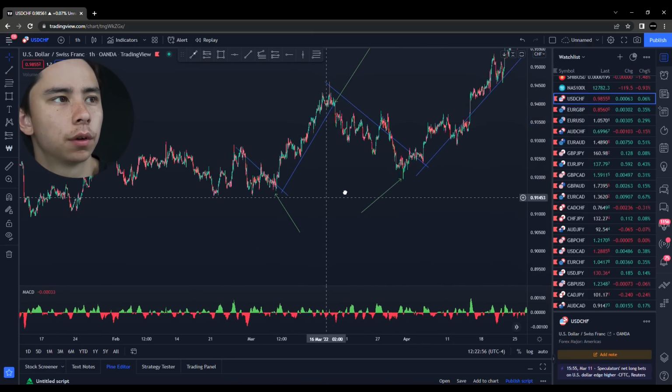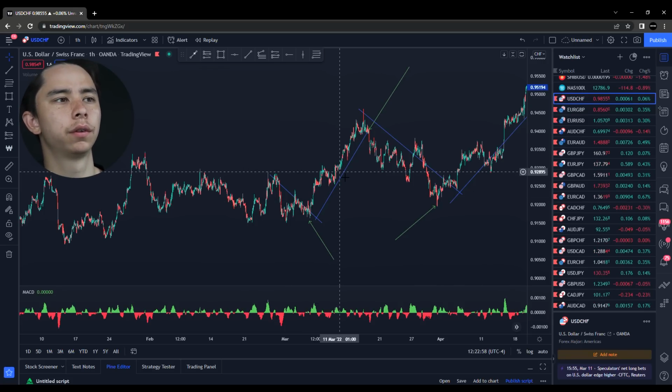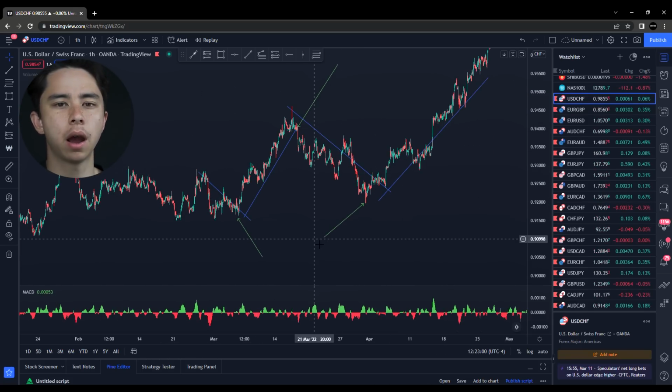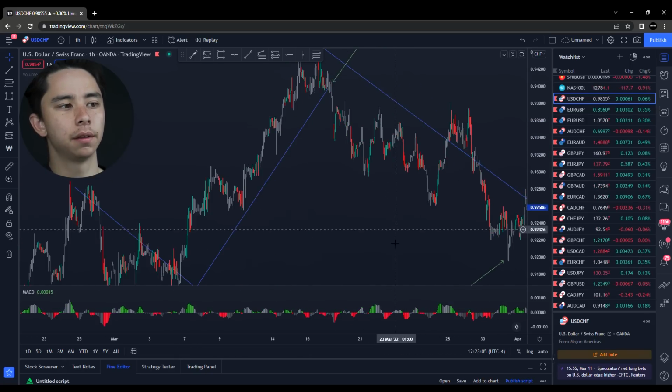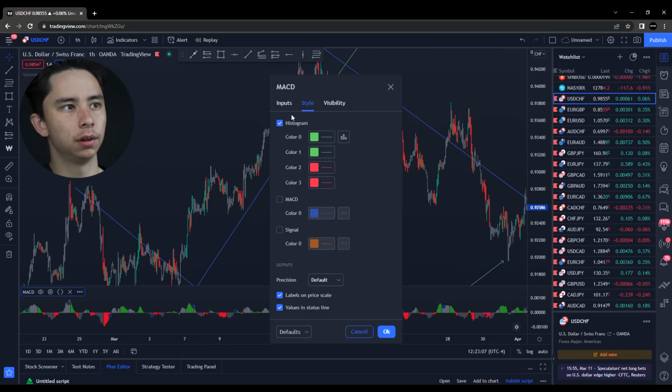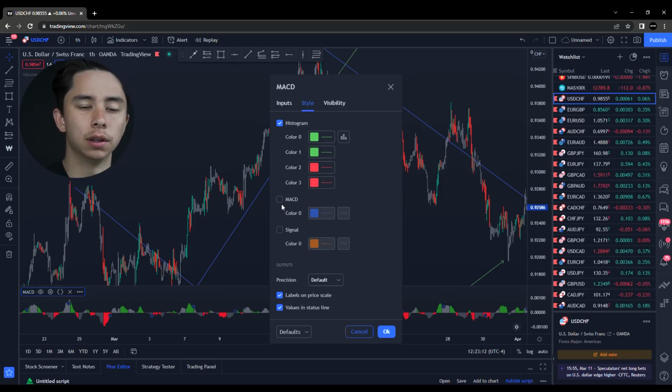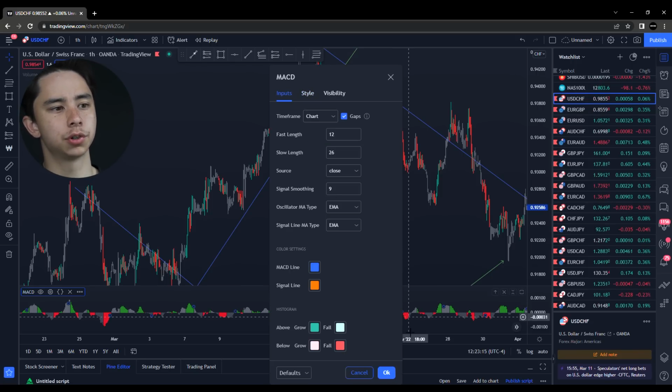So I had to ask myself, what was the clear sign that the trend was reversing? How do I know for sure that the trend was going to reverse? And this is when I added the MACD. So here are my MACD settings. I just have the colors all the same, took off the MACD and the signal, and the inputs are all just standard, the default.